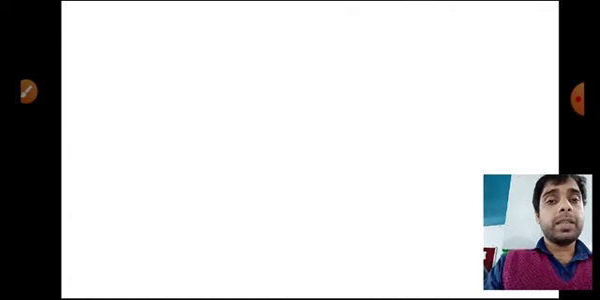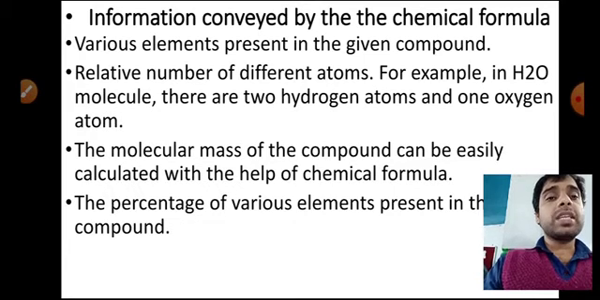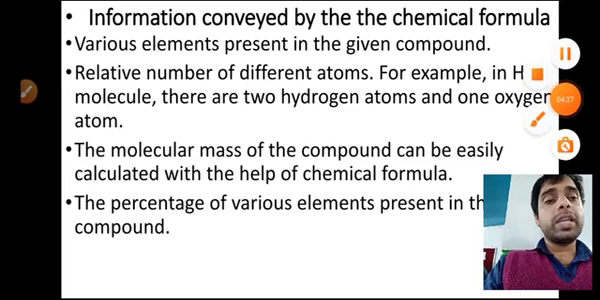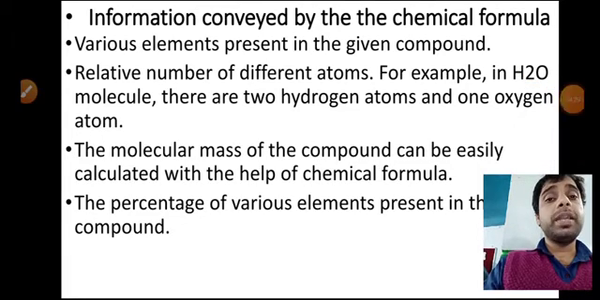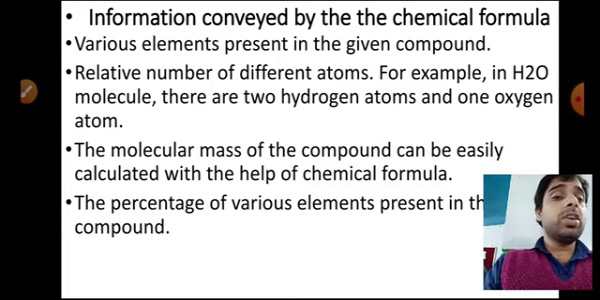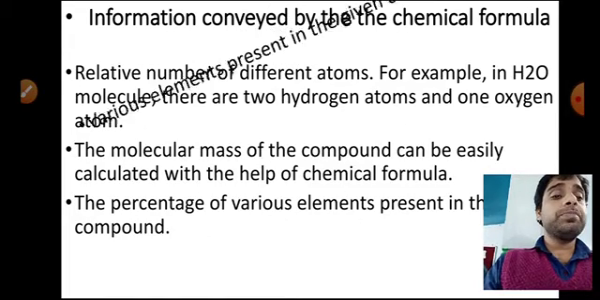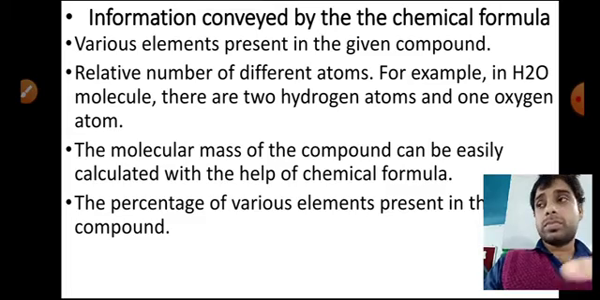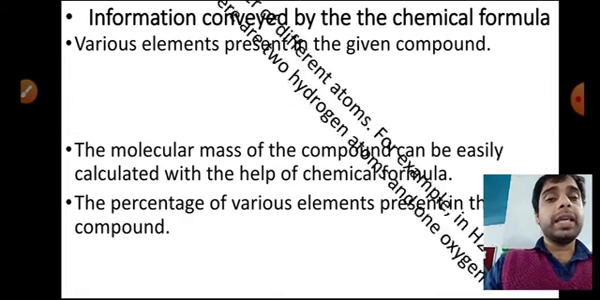Now, the information conveyed by the chemical formula. What information does it actually convey? It tells the various elements present in the given compound. Suppose any compound is there, then you will get an idea of which elements the compound is composed of.